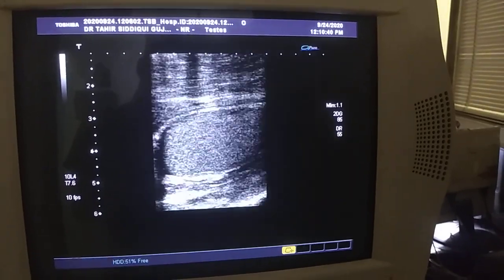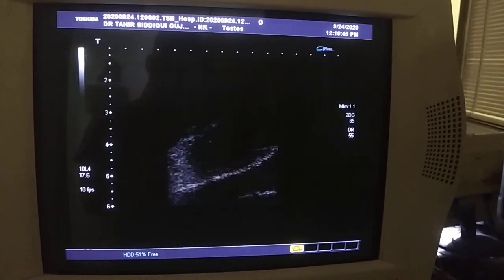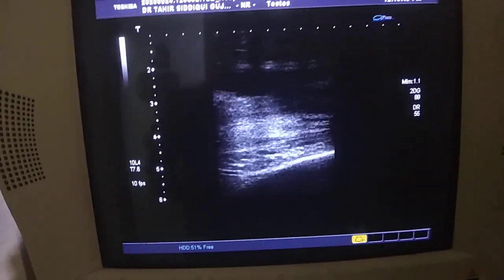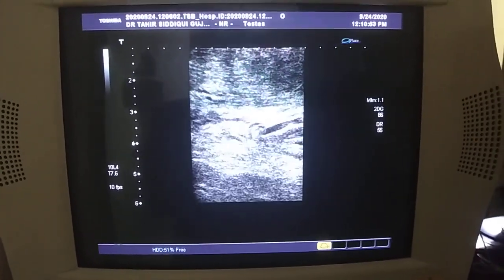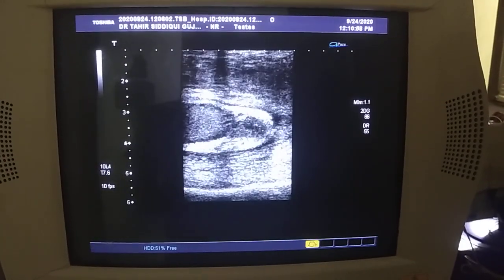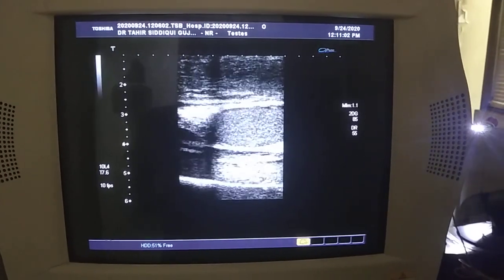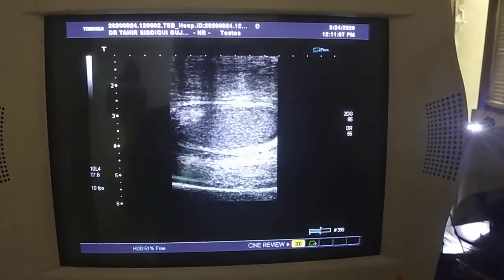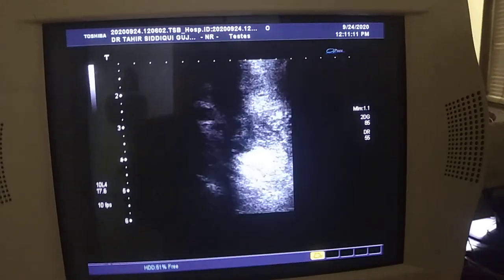Now this is the left one. Now this is the right testis. See the degree of thickening of the skin. This is the thickening of the skin, same as you saw on the left side.